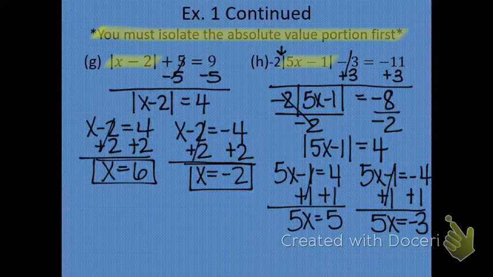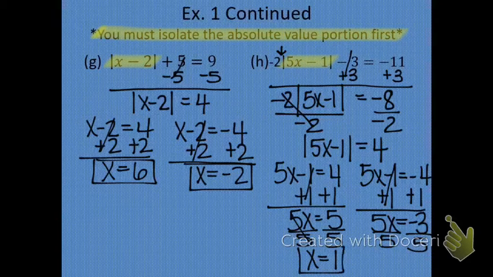And then how do we finish this problem? Divide both sides by 5 in both equations. So x equals what in the first equation? 1, and x equals what in the second equation? Negative 3/5. You're like, Miss Johnson, it's a fraction. Do I have to check it? Yep, you do. All right, so let's check it.